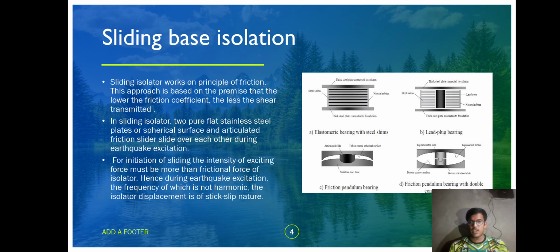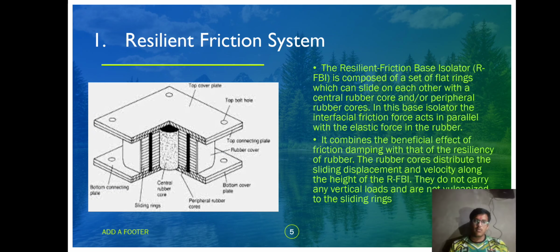This is a diagram of sliding base isolation. First one is elastomeric bearing with steel shims. Second is lead plug bearing. Third one is friction pendulum bearing. Fourth one is friction pendulum bearing with the double concave. What do you mean by the first?